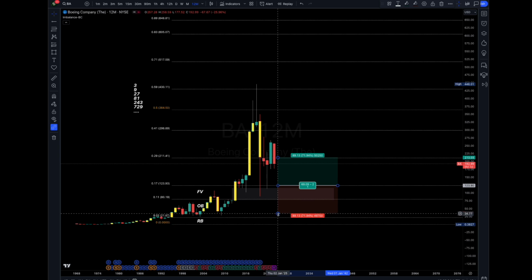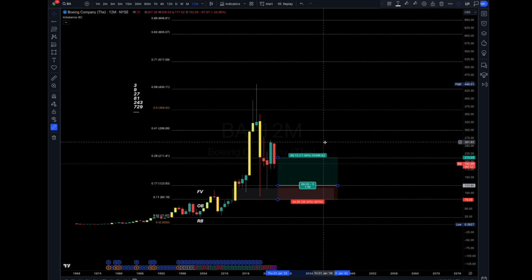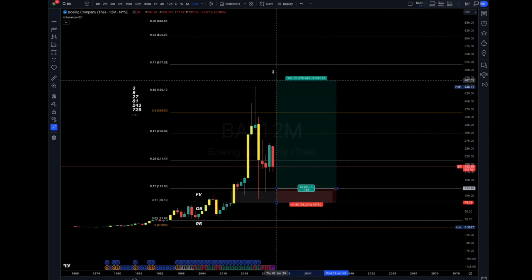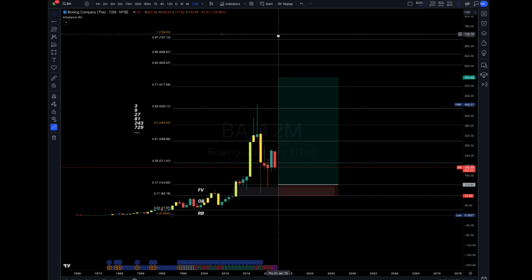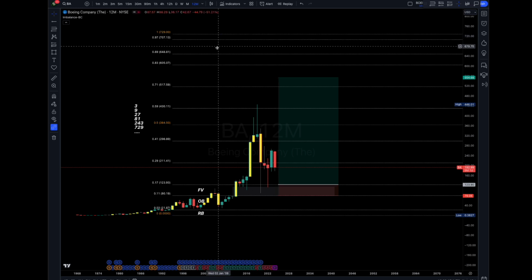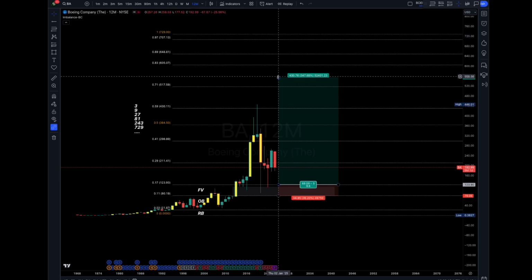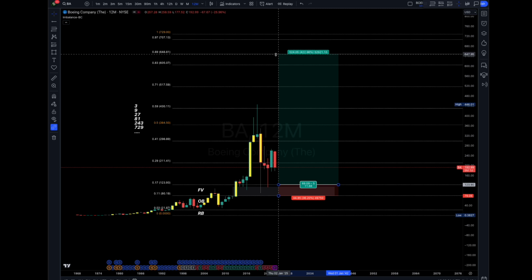Depends where you decide to put your stop. Maybe you want to do this, not financial advice. And then where would you take it off? This is the high, this is the rejection block, this is the opposite order block, the opposing order block. You could take it off here.